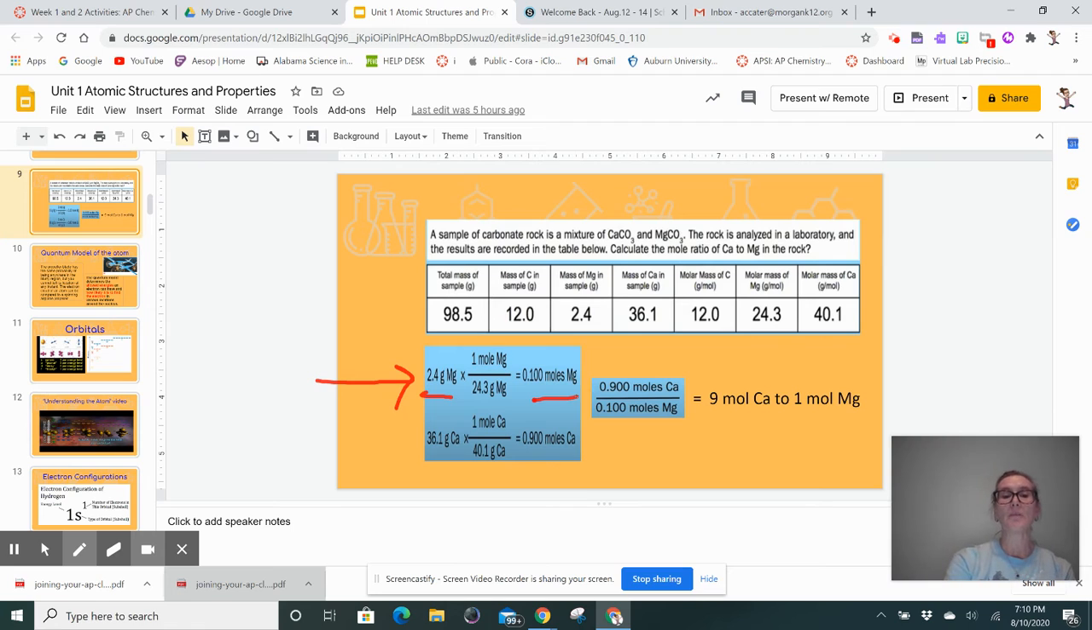And then we're going to do the same thing for calcium. So 36.1 grams of calcium divided by 40.1, which again, we just get off the periodic table, and that gives us 0.9 moles of calcium.